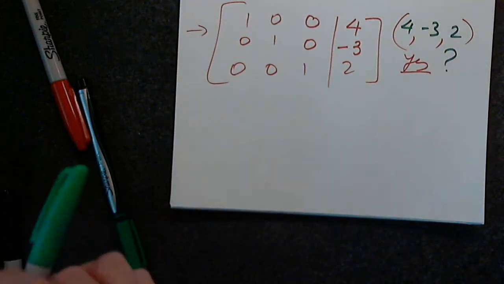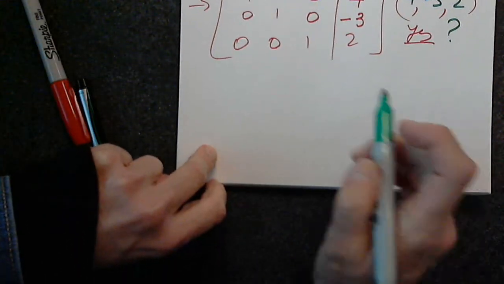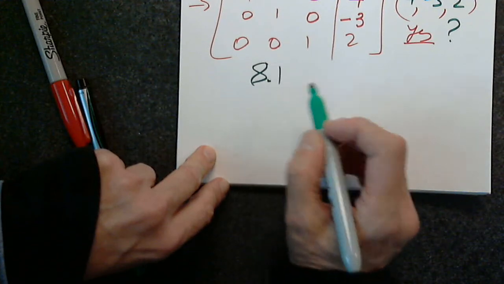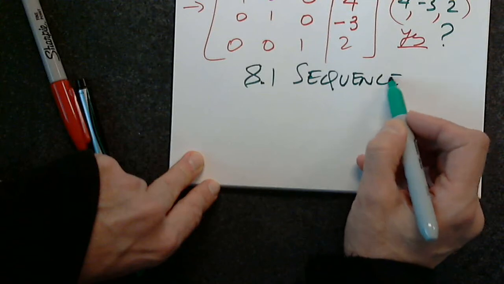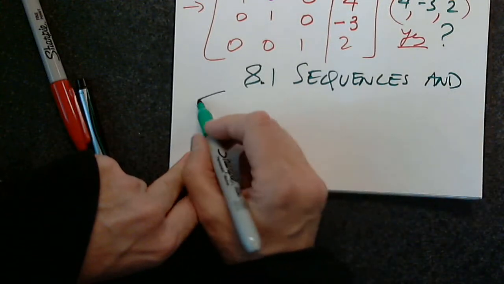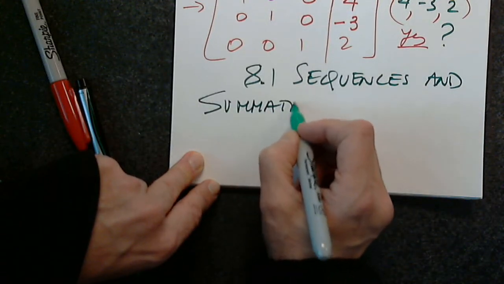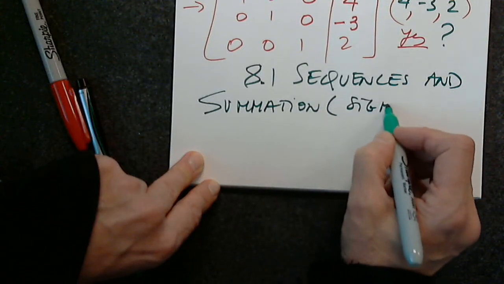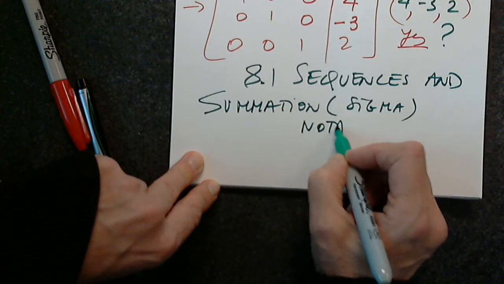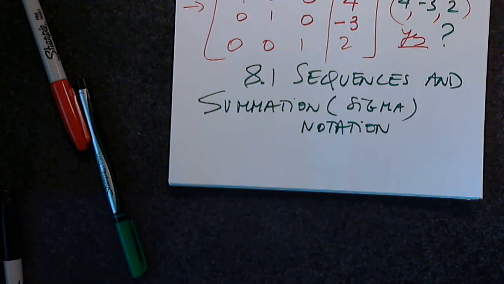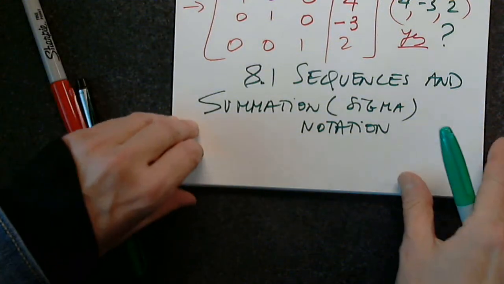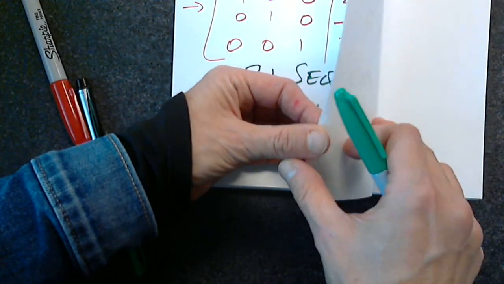Let's look at the last section, which is 8.1, sequences and summation, also called sigma notation. Sequences and summation, or sigma notation. What does this mean? Sigma notation.